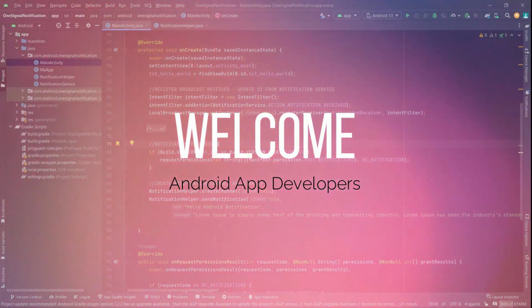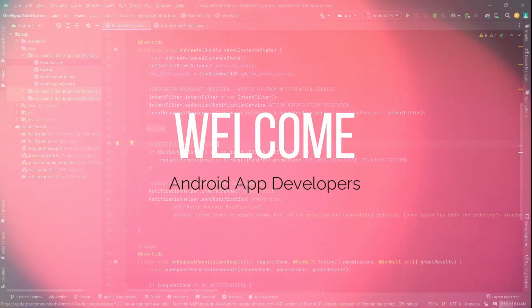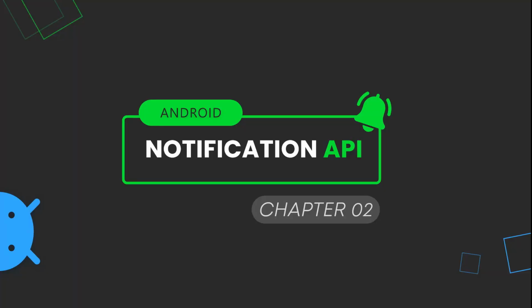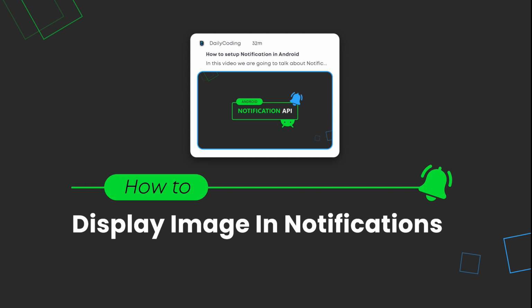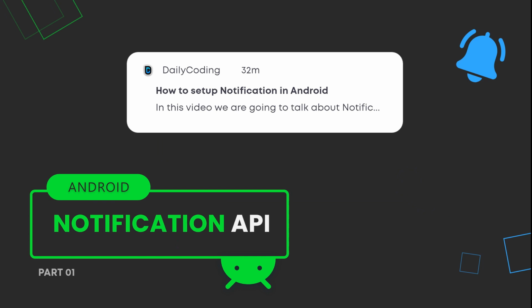Welcome back again. We're going to continue learning about the notification API. Today's video is all about how we can asynchronously load an image from the internet and display it in the notification. In our last video, we saw how to create a notification channel and display a simple text-based notification through that channel.